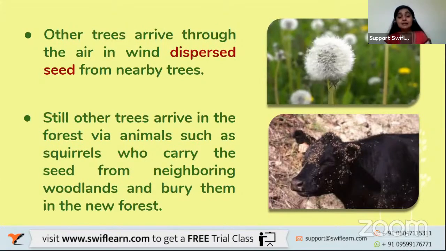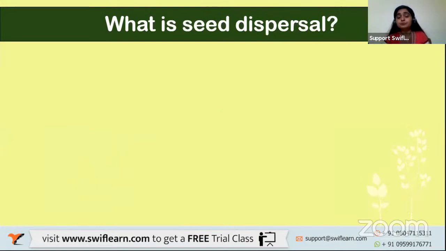Moving further, what is this seed dispersal? Like we discussed right now, the seeds are moving from one place to another, and that is how the entire forest is growing, right? Some trees are small, some trees are large, and some are old and some are new. But how is this happening? This is happening because of seed dispersal. But how exactly is the seed dispersal happening?